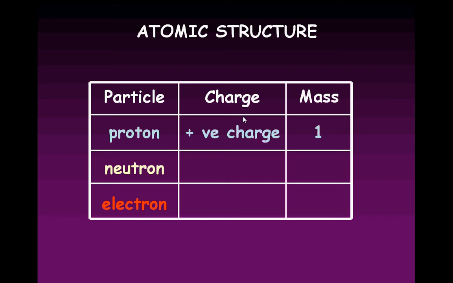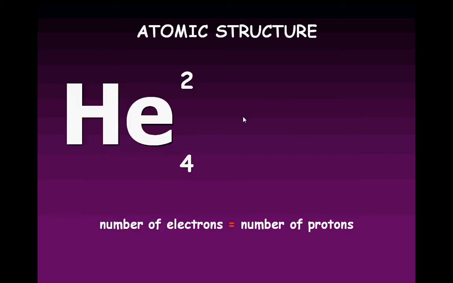Alright, so obviously we have a positive charge for a proton, and we say that protons have a mass of 1. Neutrons have no charge, and they also have a mass of 1. And electrons are considered to have a negative charge, and they are considered to be so light that we basically say they have nil mass or no mass. And I'll tell you why that's important in a second.